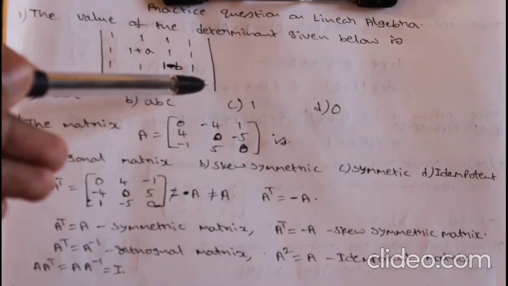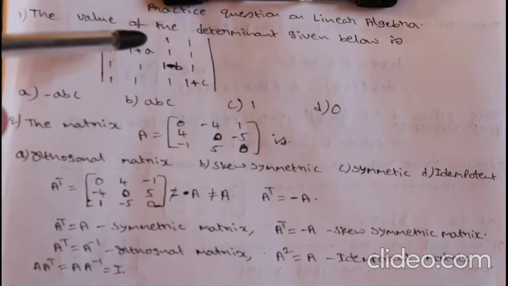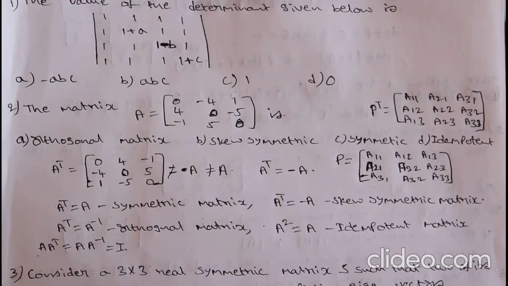The product of the diagonal elements is equal to the determinant of the upper triangular matrix. So 1 into A into minus B into C, that is minus ABC. So option A is correct.